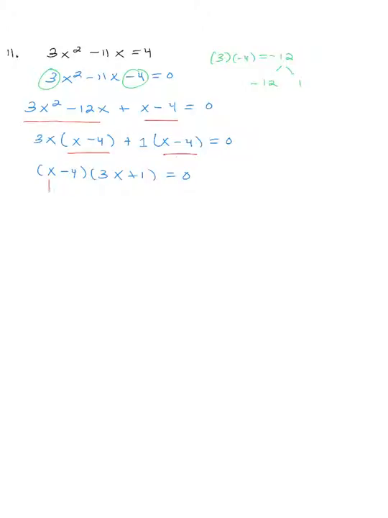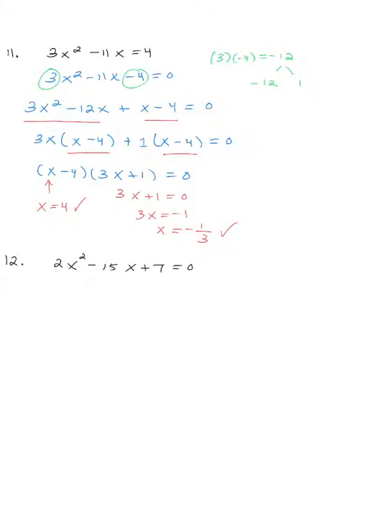The places where this is equal to 0 are x is equal to 4. And again, you can take 3x plus 1 and set that equal to 0 itself and solve for x. I would subtract 1 from both sides, divide both sides by 3, and that is our final answer, 4 and negative 1/3.